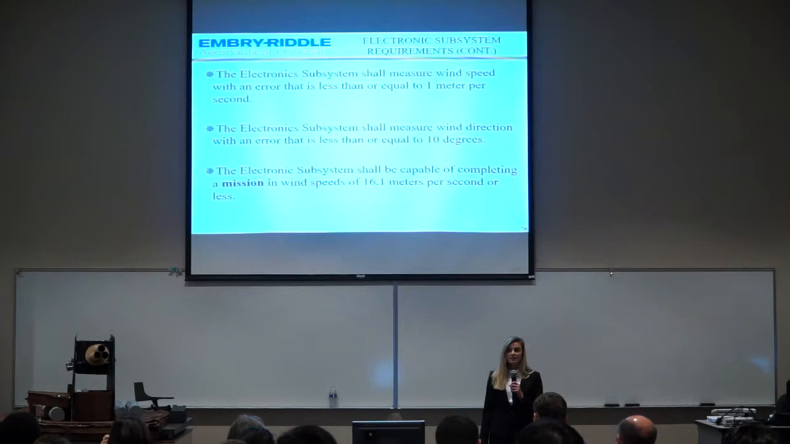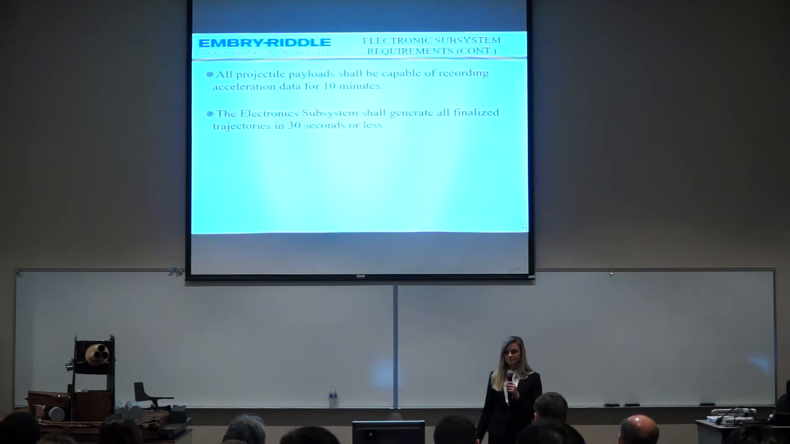Next, the electronic subsystem shall be capable of measuring wind speeds up to 16.1 meters per second. This value is the highest recorded wind speed in Prescott in the last 5 years. And this is because we only went with the last 5 years since Prescott has experienced land hurricanes in the past, thus greatly skewing the wind speed data.